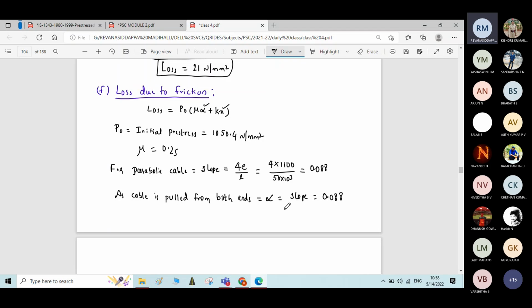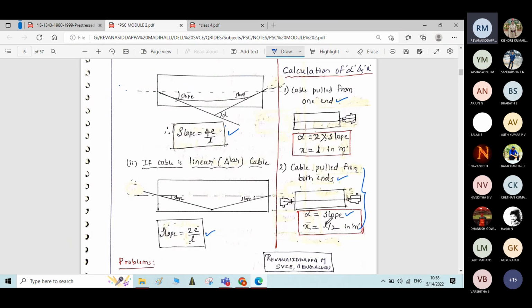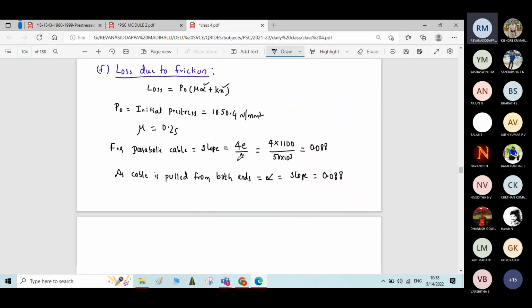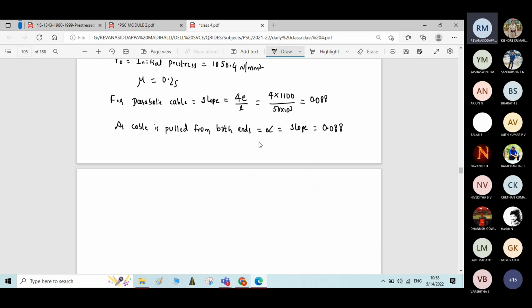Then coming to the calculation of x, it is taken as L by 2 if the cable is pulled from both ends. x is equal to L by 2. L is 50 meter divided by 2, that is 25 meter.